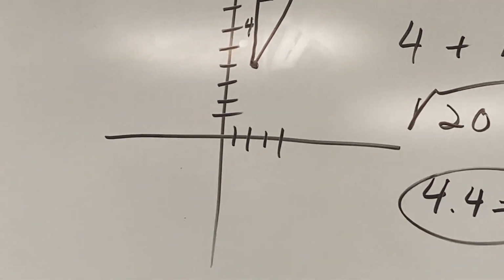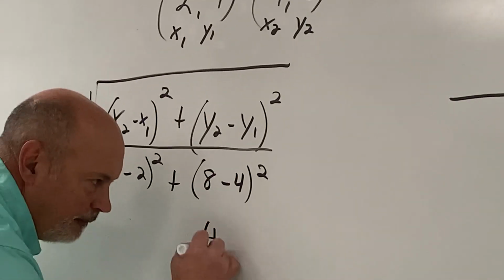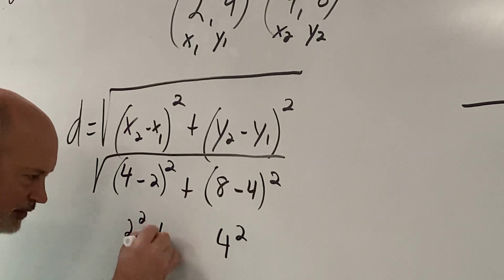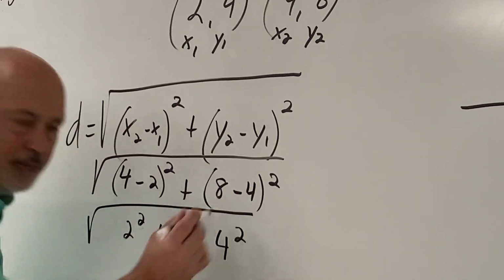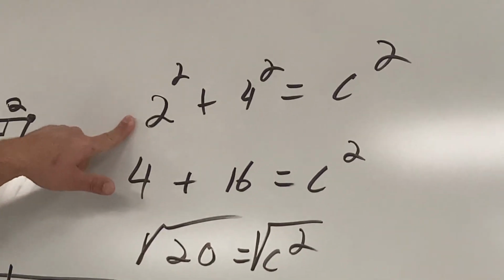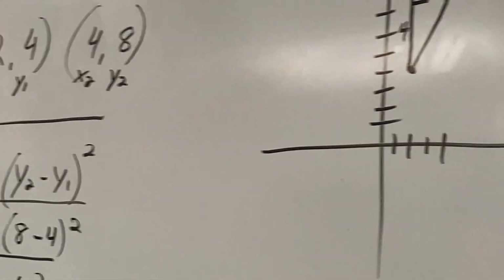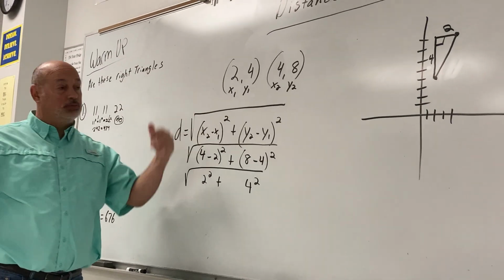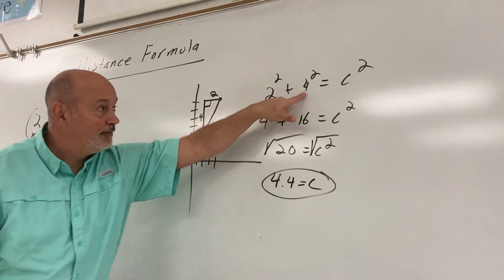All right, what's 8 minus 4? 4. What's 4 minus 2? 2. Now let's stop and look for a minute. What number did we get right here? 2 squared. What number did we get right here? 4.